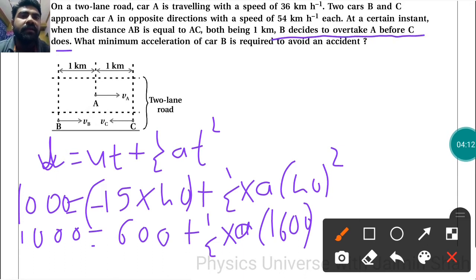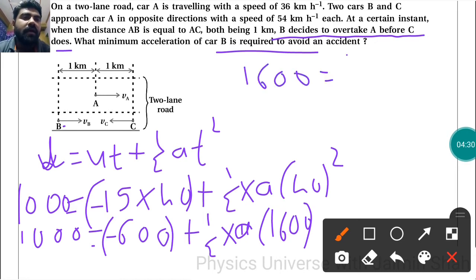Now 1000 and 600, here this will be negative, because B decides to overtake A before C does. So what minimum acceleration of a car is required? So there will be a negative sign, so that becomes positive left hand side, so 1600 is equal to 1 by 2 into A into 1600. Then we will get A is equal to 1600 by 1600, 2 meter second inverse.